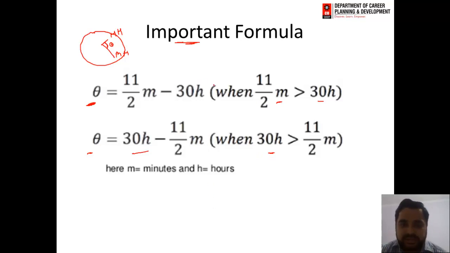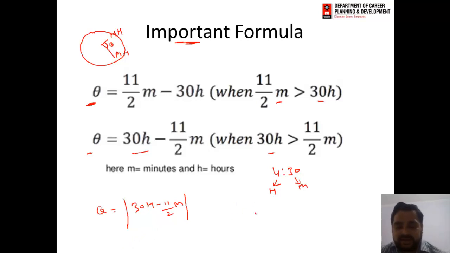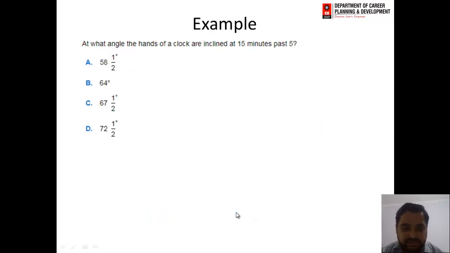Now what is the meaning of h and m? Suppose there is a time 4 past 30, that is 4 hours 30 minutes. So 4 is the value of h and 30 is the value of m. We can also summarize this formula like this: theta is equal to modulus of 30h minus 11 by 2 m. Modulus means whatever the value we have, we always get the value as positive. So if we need to find theta, the angle between the hour hand and minute hand at 4:30, we just need to put h as 4 and m as 30. We'll have the value for this.